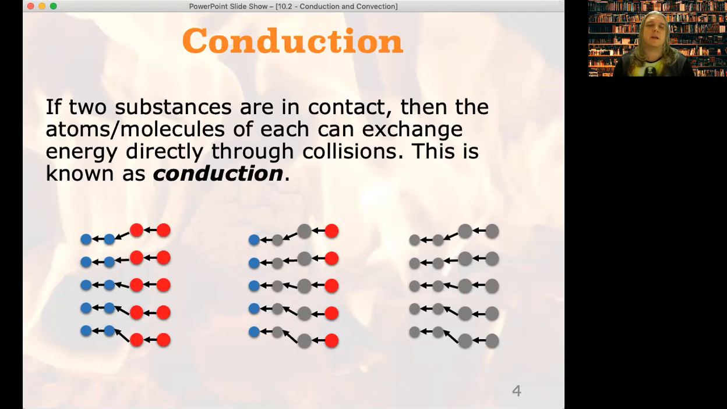So that's all we mean by conduction. Hopefully that's fairly self-explanatory, right? A collision of particles, not self-explanatory, but fairly simple to understand. Collisions of particles, and they transfer energy through that.